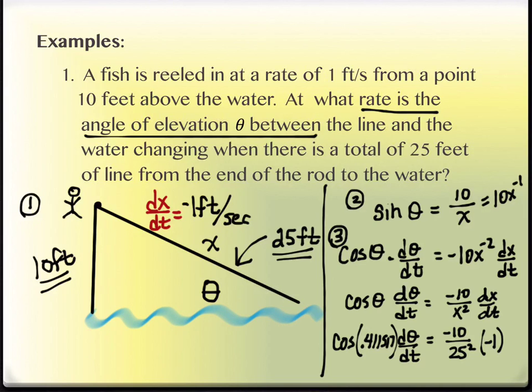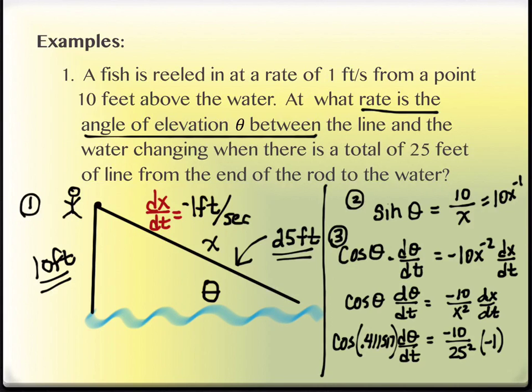So on this one, it talked about a fish being reeled in at a rate of 1 foot per second from a height that is 10 feet above the water. So we drew a height of 10 feet above our blue water below. And then it referenced the angle of elevation, theta, between the fishing line and the water. So that's why we actually put that in there.